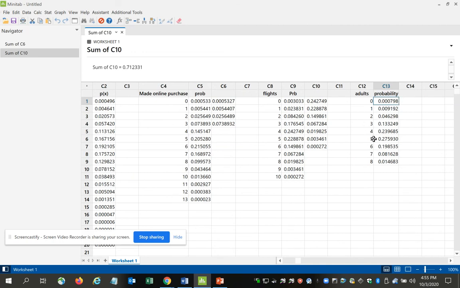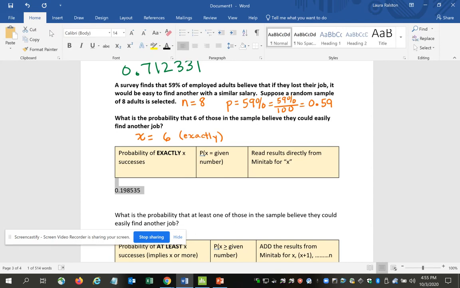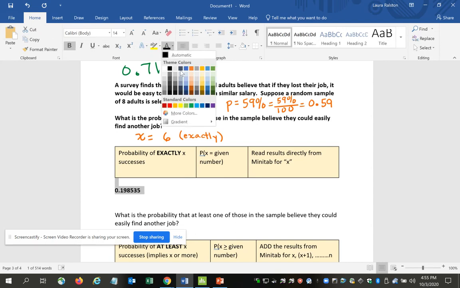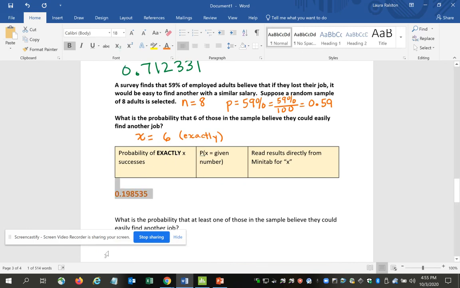Okay, so this one was exactly 6. So we're going to read the number next to 6. So I have 0.198535. In fact, I can copy that and just put the answer on my page. Now, again, you need to pay attention, because if you're asked to round to 3 places, 4 places, whatever, you need to do that.